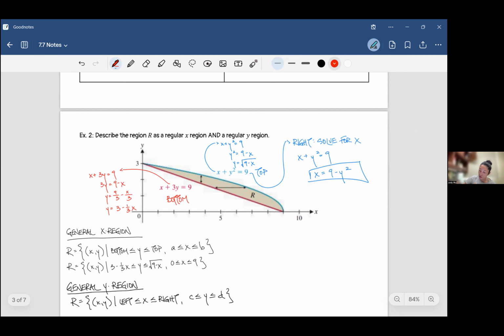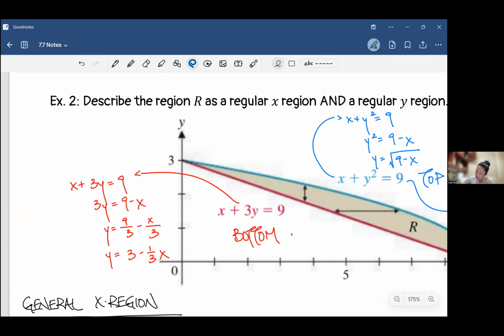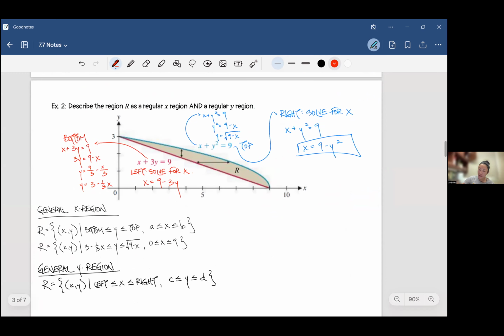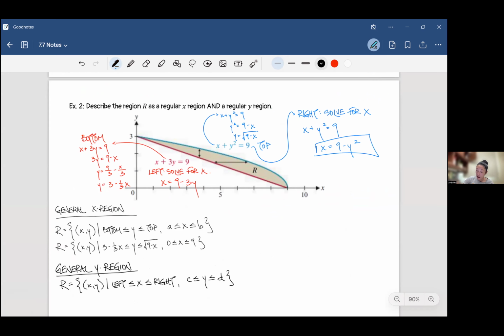Now let's go back to this red function. This bottom goes with this part. And if I want to show that this is a left, I'm going to solve for x. x plus 3y equals 9. The only thing I need to do to get x by itself is subtract that 3y. Not too bad. Now, just like before, we're going to plug in all the things. So our 9 minus 3y goes in for the left. Our 9 minus y squared goes in for the right.